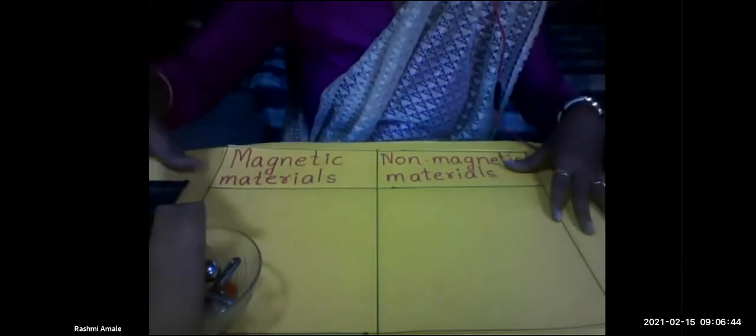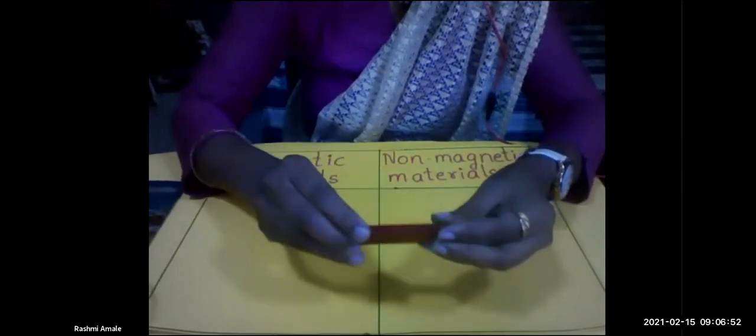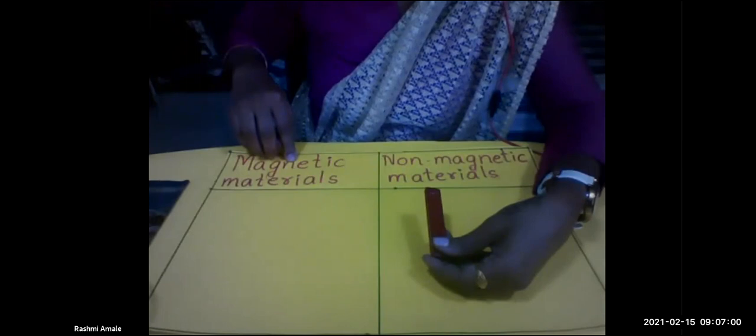Now I have got a few materials, and we are going to check using this magnet whether they are magnetic. If they stick to this magnet, then we will place them in this column, because it is magnetic material. Whichever material sticks to the magnet is called magnetic material, and the materials which do not stick are called non-magnetic material. So we will place them over here. Let us try one by one.